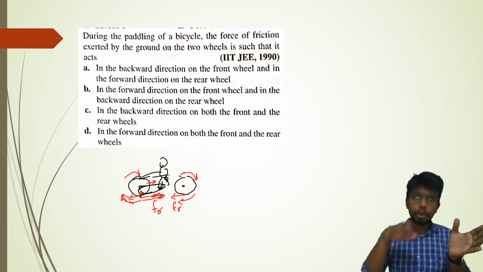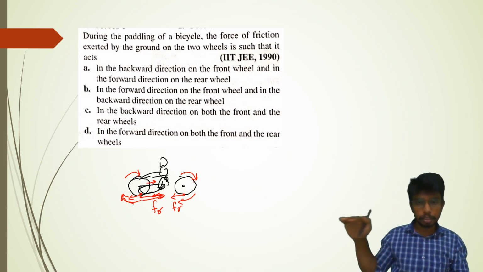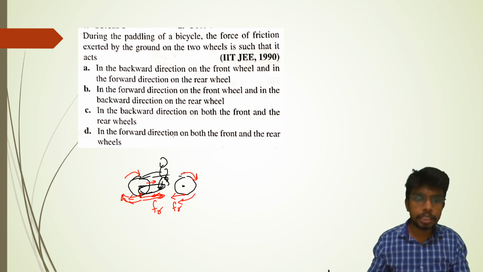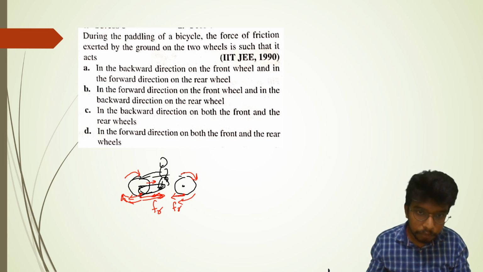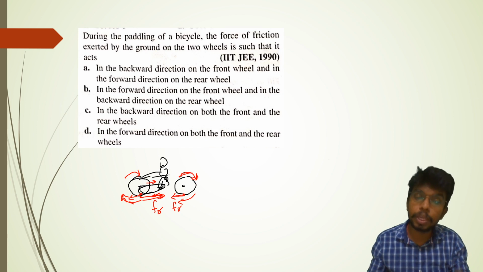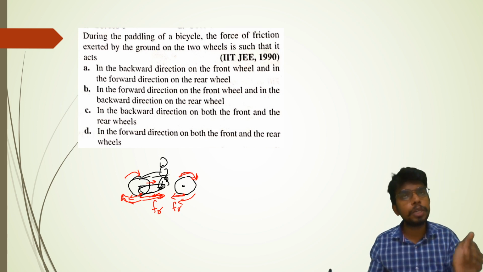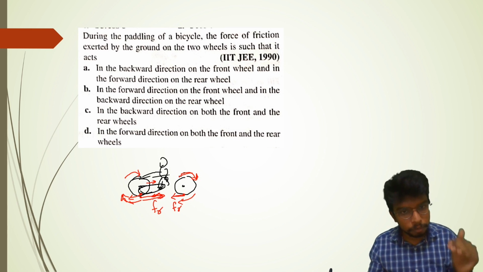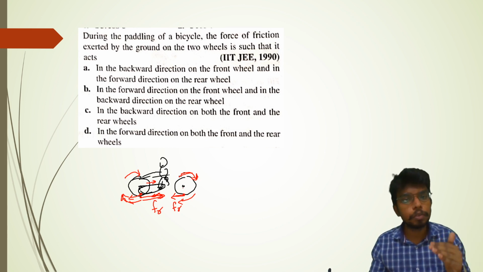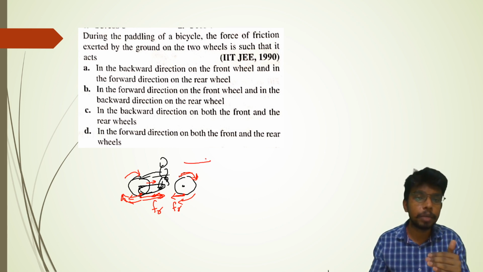They have to roll, or they have to rotate in the same direction. So friction will have to go in the backward direction. For the front wheel, the friction is responsible for the rotation of the front wheel, right? For the rear wheel, the friction is opposing the rotation of the rear wheel. So for the rear wheel, friction will act in the forward direction. For the front wheel, friction will act in the backward direction, and the bicycle will go in the forward direction.